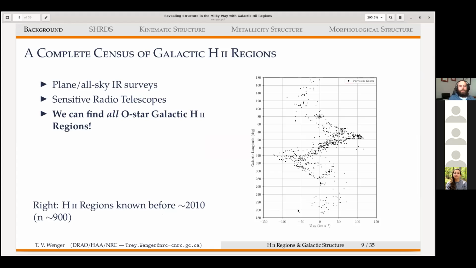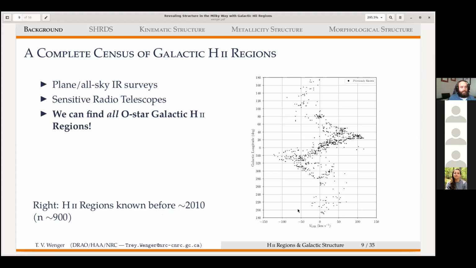We were motivated to do this by some recent advances. First was the Spitzer and WISE galactic plane and all sky infrared surveys, which we thought were sensitive enough to identify all of the H2 regions in the Milky Way based off of their infrared morphology. So we thought that we could find all of the things that looked like H2 regions, basically.